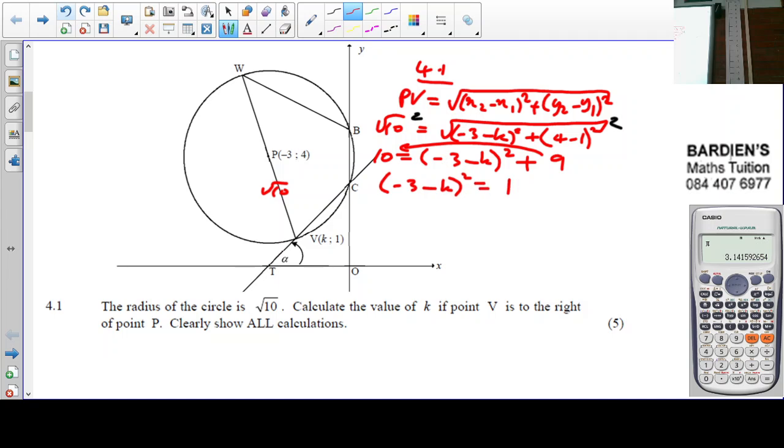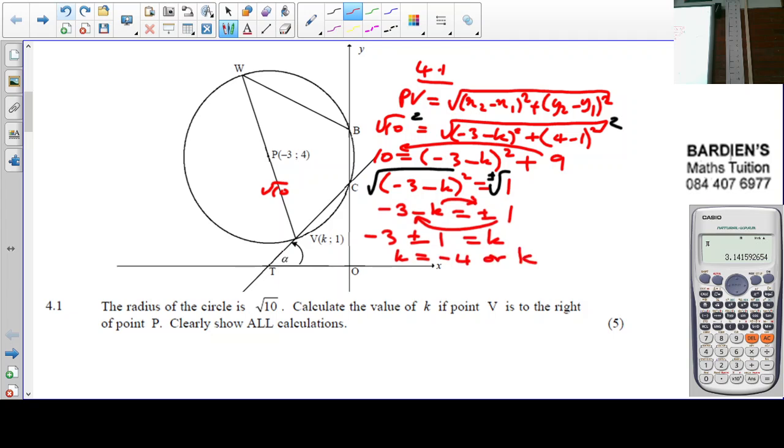Now I can do one of two things. I can either multiply the binomial square out or take the square root. If I introduce the square root, plus or minus, that gives negative 3 minus k is equal to plus or minus 1. Variables on one side, numbers on the other side. So k is equal to negative 3 plus or minus 1. So k is negative 4, or k is negative 2. Remember what did they say? It has to be on the right side of P, so it can't be negative 4. So k has to be negative 2.